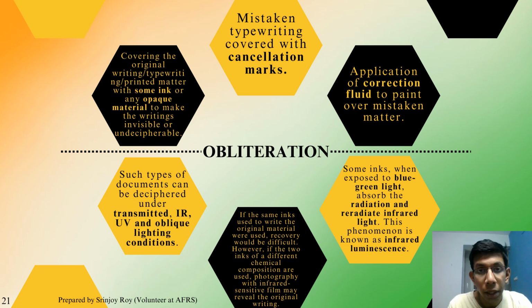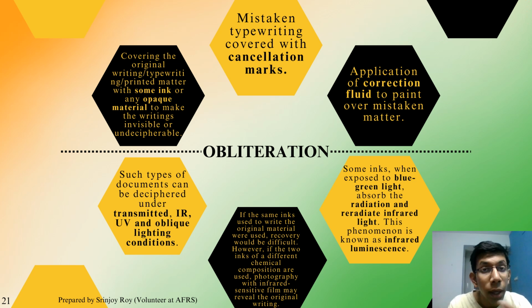That's known as obliteration. Mistaken typewriting covered with cancellation marks. Cancellation marks basically include a stroke or something which indicates that this is cancelled off. Or maybe using a whitener, which is also known as correction fluid, that is known as obliteration.